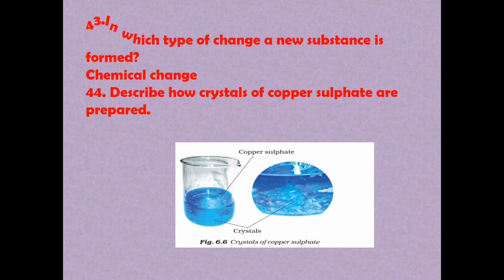Next question. In which type of change a new substance is formed? Chemical change. Describe how crystals of copper sulfate are prepared. Let's learn in this detail.